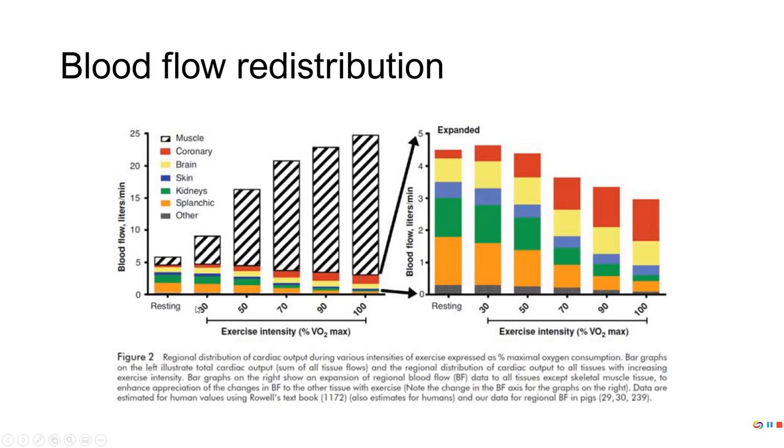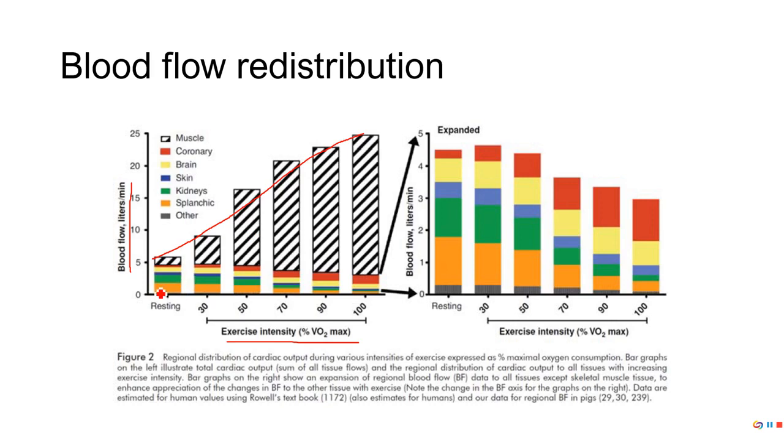Okay, now notice that on this figure we've got a bunch of different classifications. Notice exercise intensity here on the x-axis. We've got blood flow in liters per minute on the y-axis. Hopefully that makes sense as to why we're going up: the higher the exercise intensity, the more blood flow I need. Okay, and so we're going from about 5 up to 25. But notice how each of these bars changes in shape.